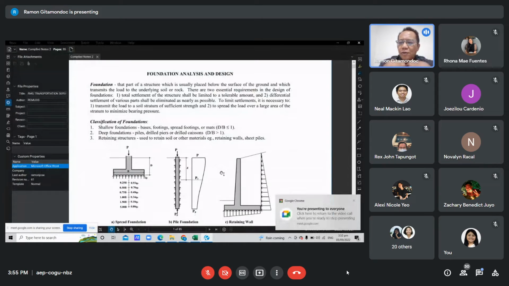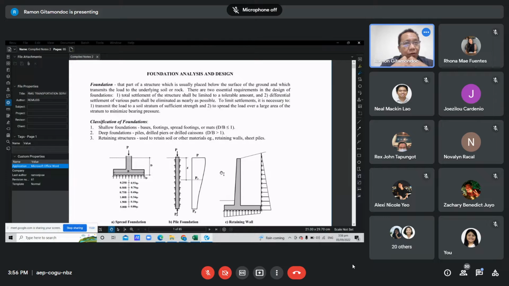So makita na ninyo ang akong i-present. Notes. Okay, so sa atong subject sa Foundation Analysis and Design, doon na tayo lecture materials, no? So I will have this printed and softbound. Hopefully it will be finished within this week, no? Maybe Friday. So just prepare for maybe 200 pesos, no?